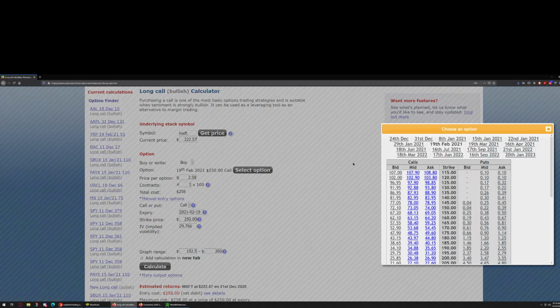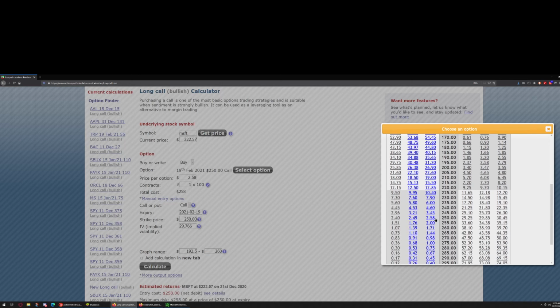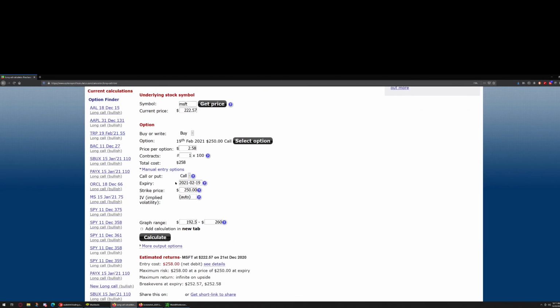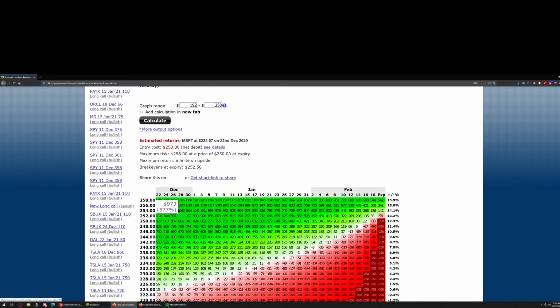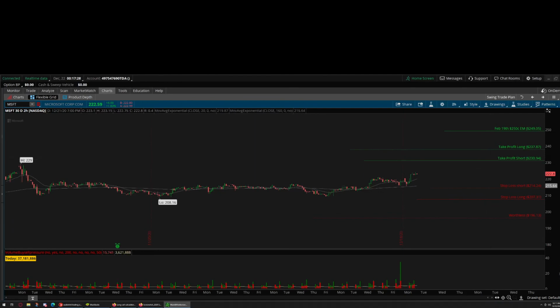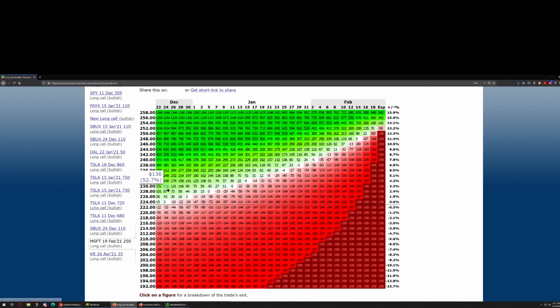You click select option. In this case, we're looking at the February 19th 250 call for $2.58 roughly, or $2.49. Again, it doesn't matter. The numbers are not going to be 100%. They just give you a rough idea. So we say we paid $2.58 for the contract, and you calculate it out. And this is your profits, basically, of what the option can return if it hits this strike price by this strike date. So we'd say 230.94 is our first target, so 231.